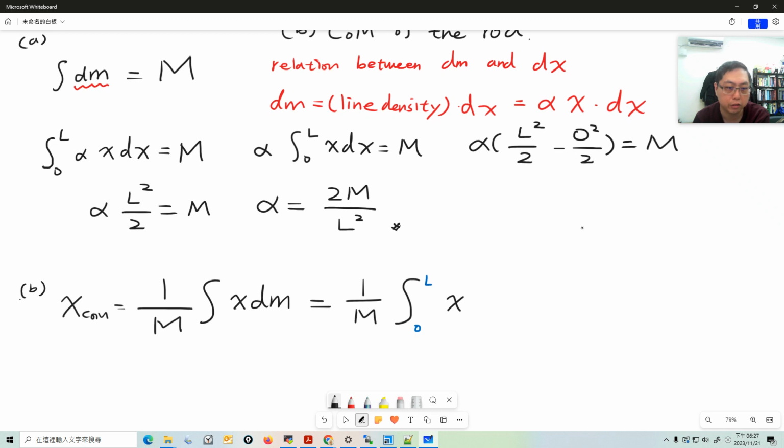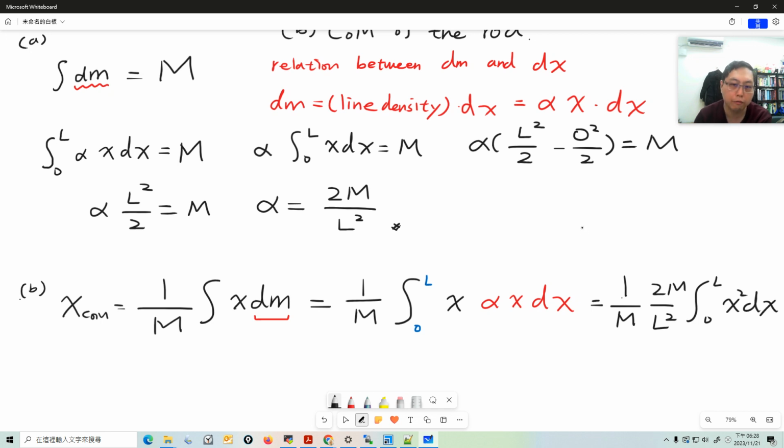So delta M is alpha x dx. Okay, so yeah, that's finished. Because alpha is 2M over L squared, and alpha is a constant, we can factor it out. So it's 1 over capital M, times 2M over L squared, and inside we are left with x squared dx.